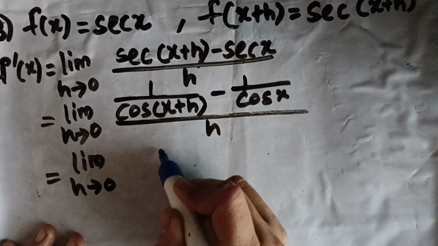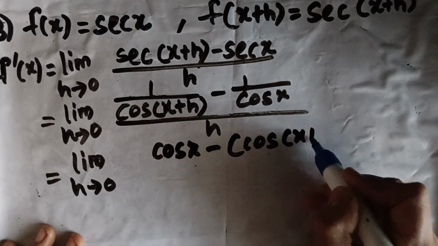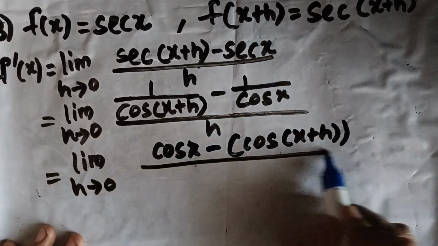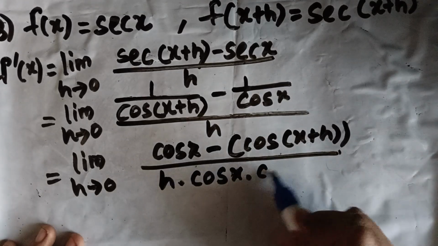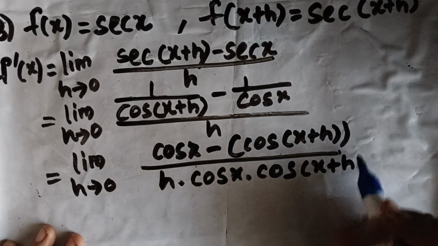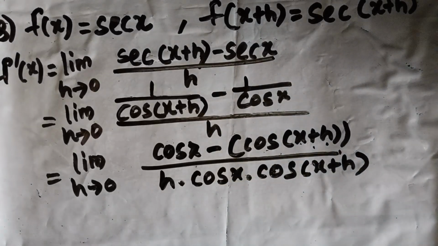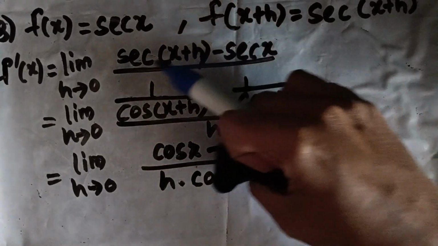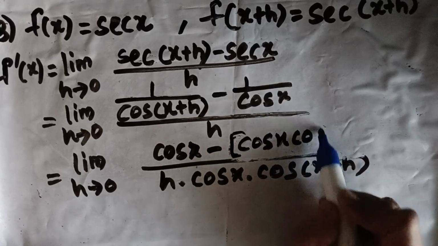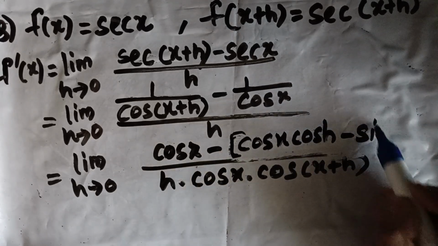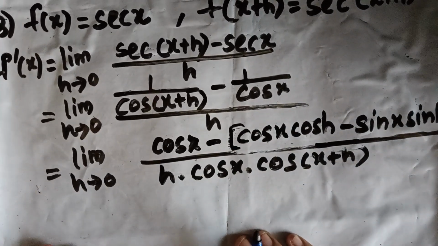So cross multiplying you will get cos of x minus cos of x plus h upon h into cos of x into cos of x plus h. This you can expand using the cos a plus b formula. So you will get here cos a cos b minus sin a sin b.